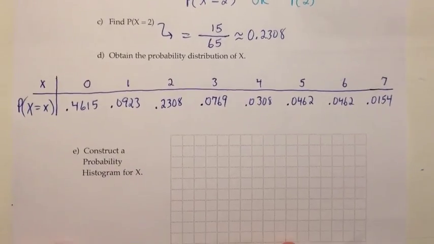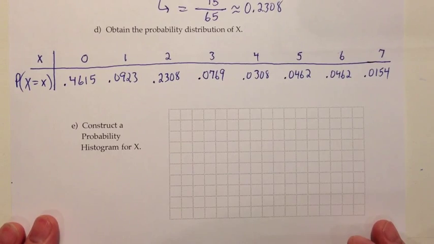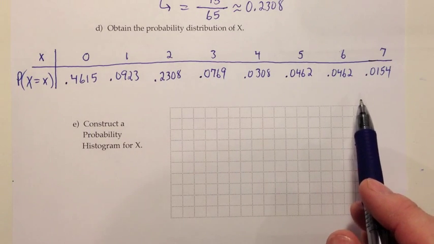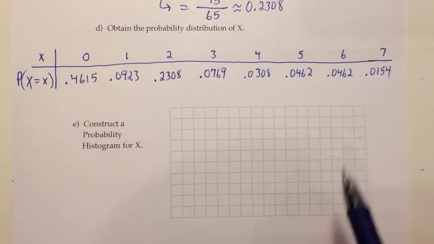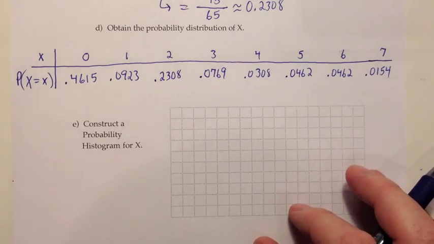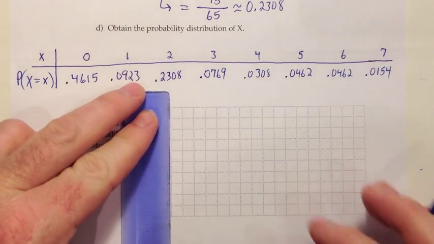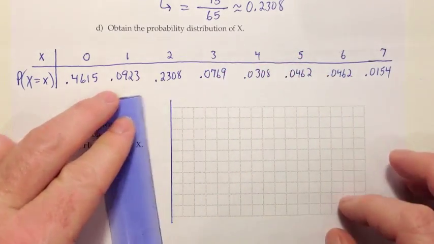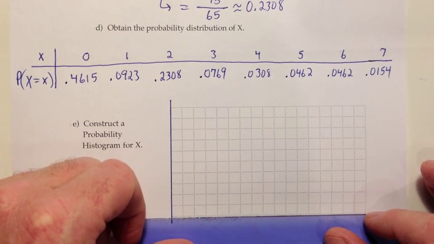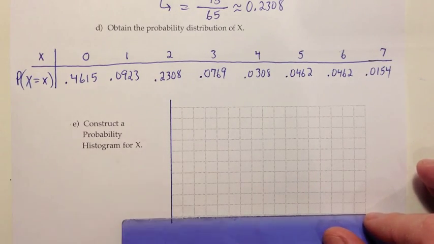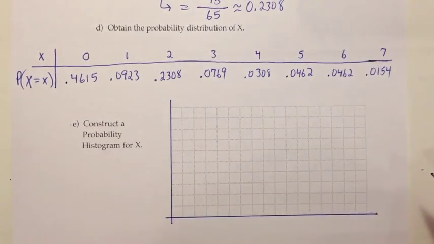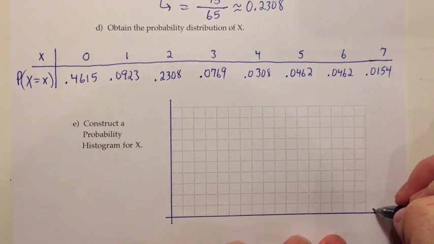Alright, and then finally on this one, they want us to construct a probability histogram, and we've never done a probability histogram before, but we've done a relative frequency histogram, and these probabilities are basically the same calculation as a relative frequency, so they should have the same type of histogram as a relative frequency histogram. So I'm going to draw in my axes along the far left and across the very bottom. And then we'd want to think about a scale, and I'll label this as well.